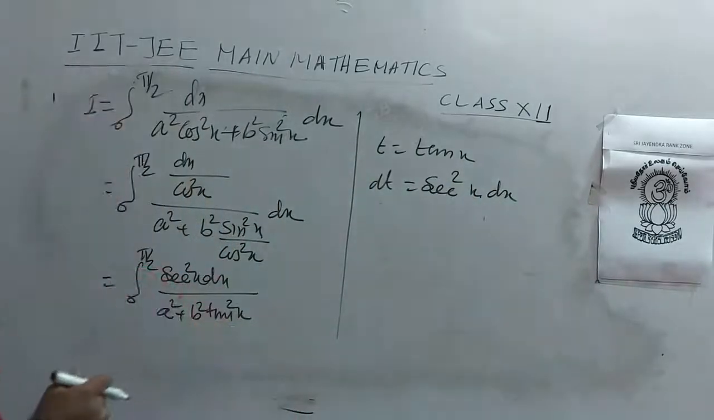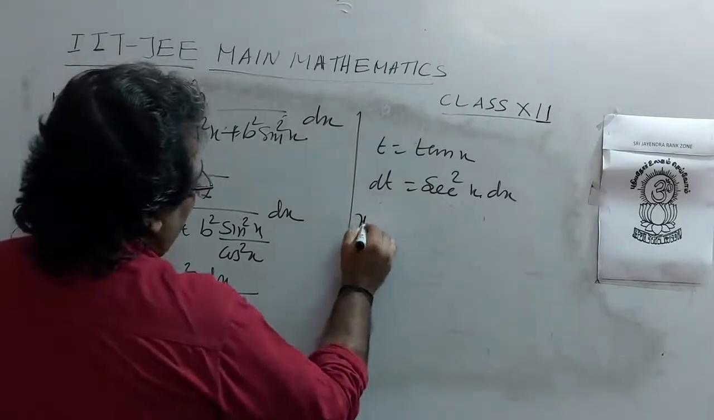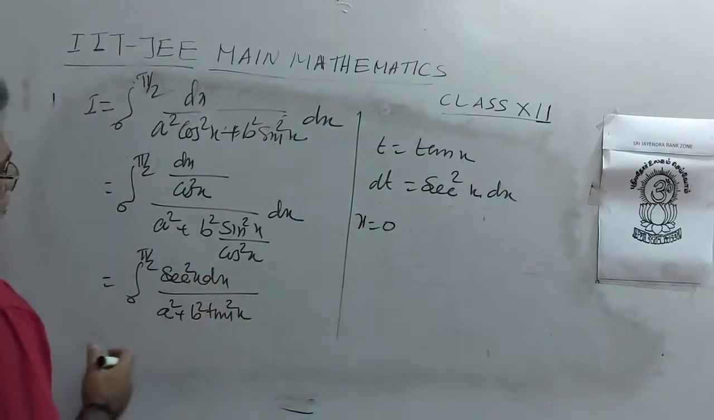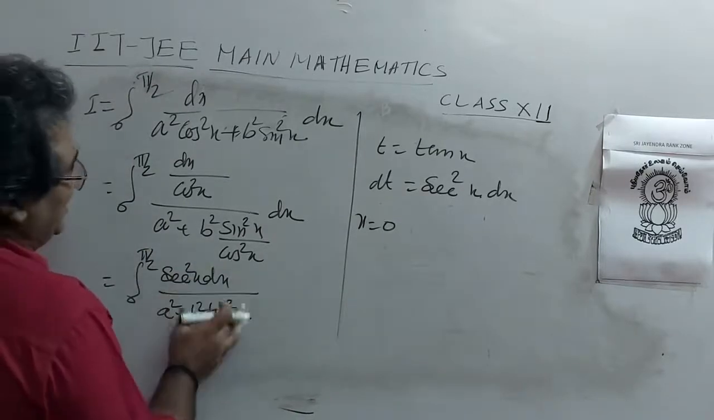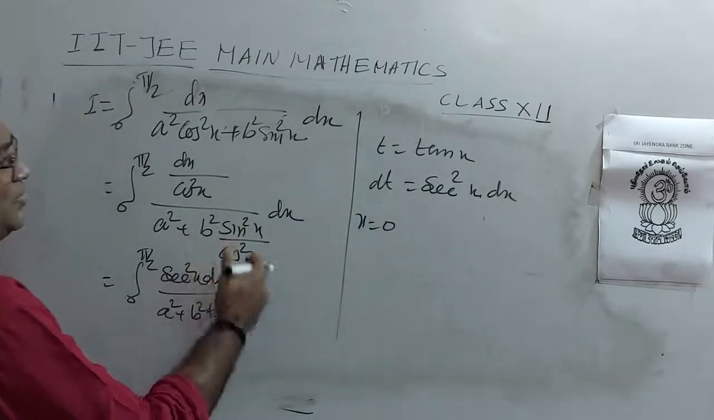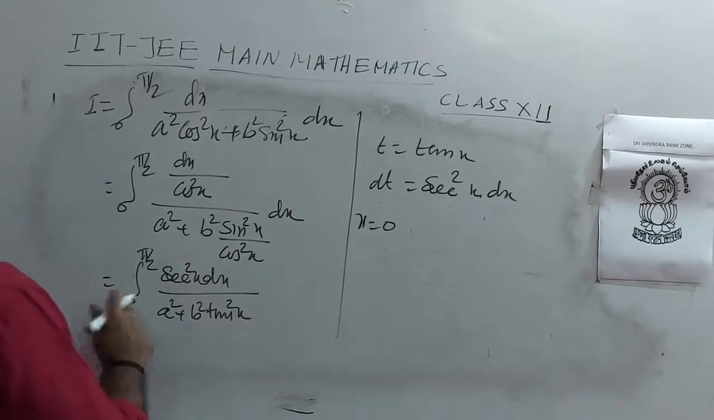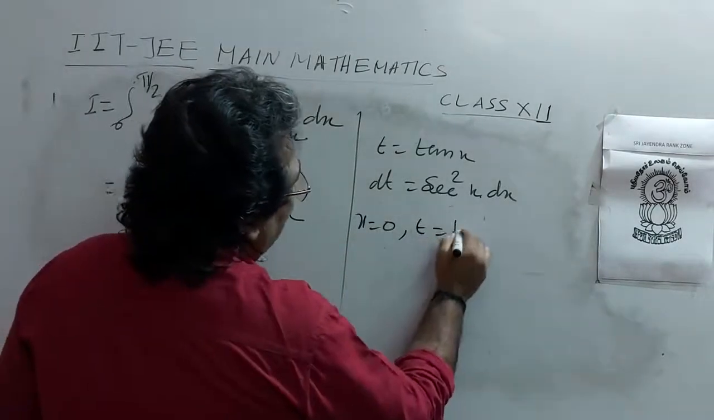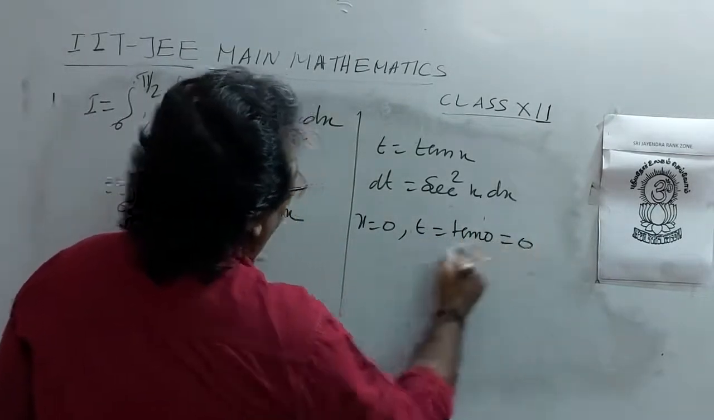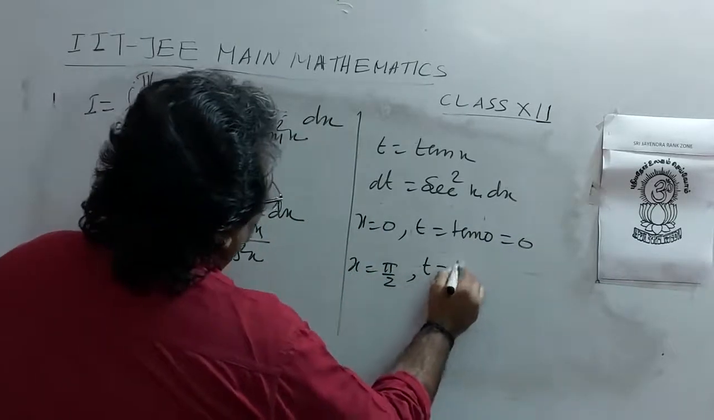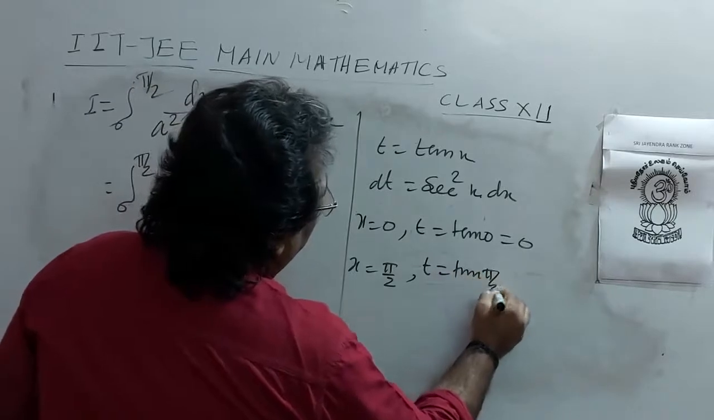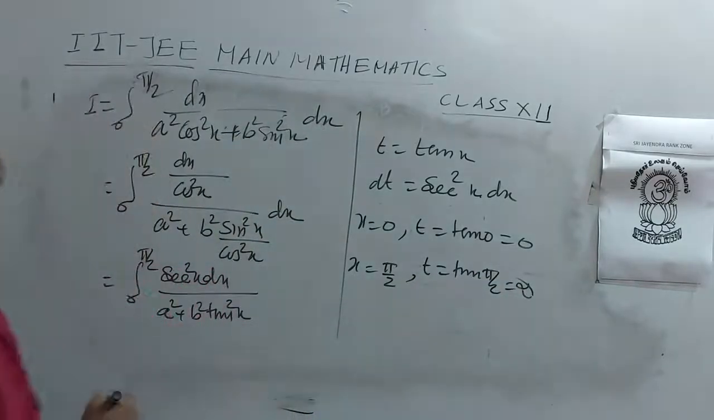So we have to apply the substitution method. t equals tan x, dt equals secant square x dx. You have to change the limit also. The limits 0 to pi by 2 correspond to the x variable. So we have changed x into t, and we have to change the limit also. When x equals 0, t equals tan 0, which is 0. When x equals pi by 2, t equals tan pi by 2, which is infinity.